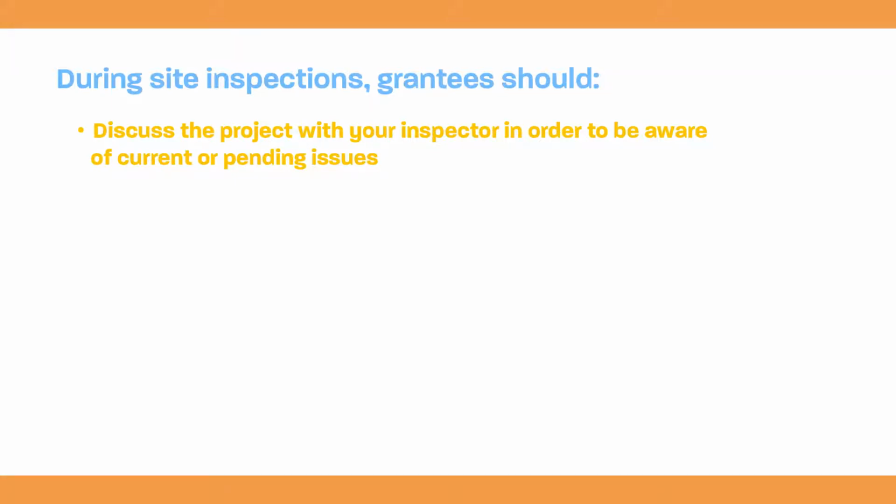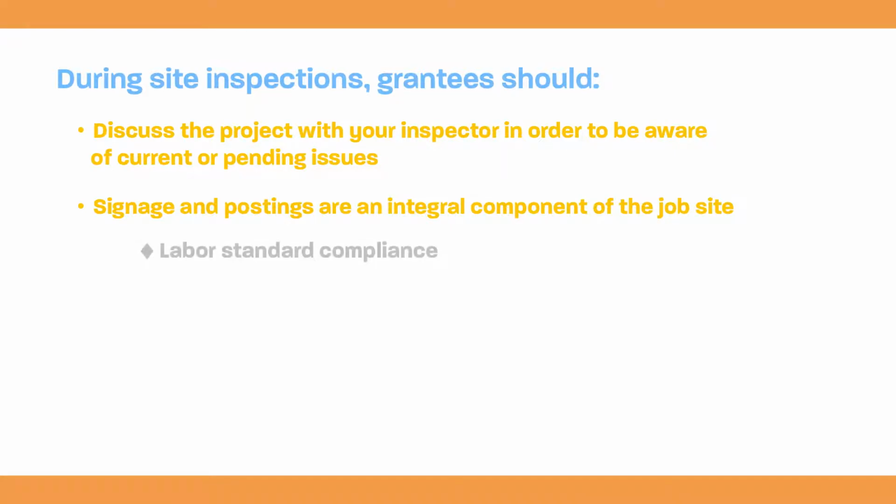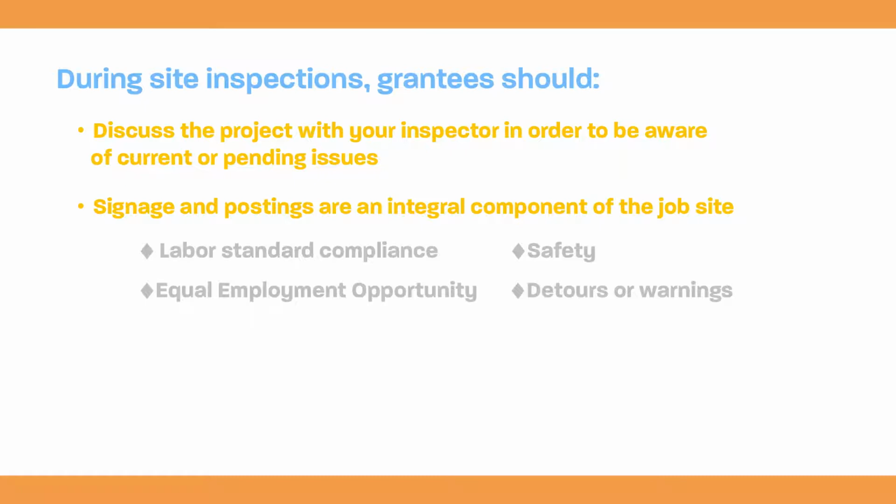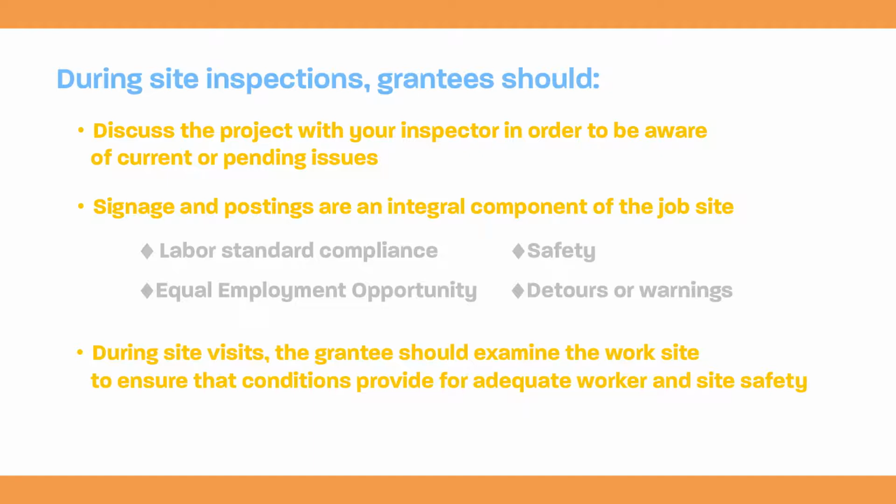Signage and postings are an integral component of the job site, and for significant projects within the community, a project sign that describes the project, funding sources, and key players may be posted. Additionally, labor standards compliance, equal employment opportunity, worker site safety postings, and detour or warning signs need to be maintained and visible at the site. During site visits, the grantee should examine the work site to ensure that conditions provide for adequate worker and site safety.